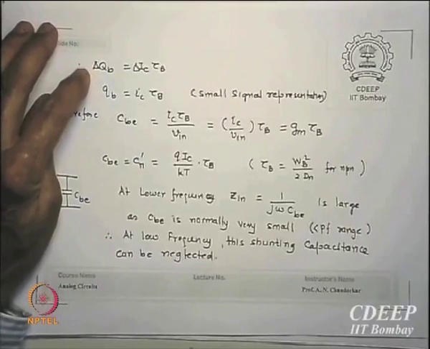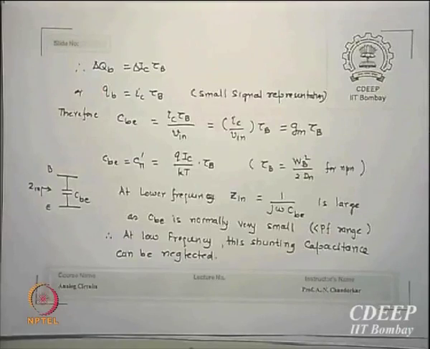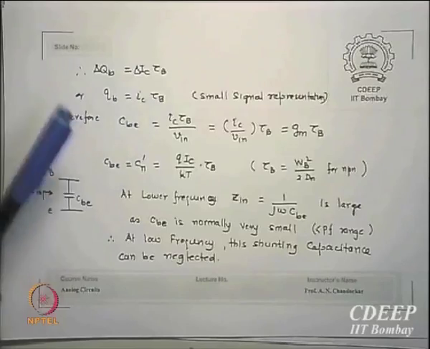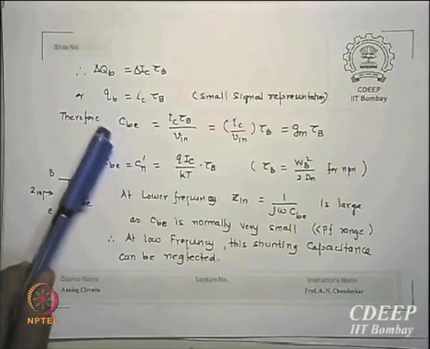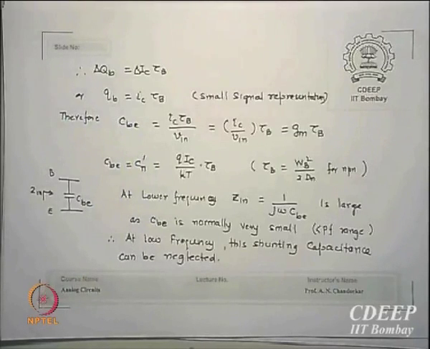Since I say delta Q is the same as delta QB, delta Q is delta IC tau B, or QB is IC times tau B, and therefore the CBE, by the way, is called diffusion capacitance. Why was it called diffusion capacitance? It is related to the diffusion phenomena of carriers in the base.